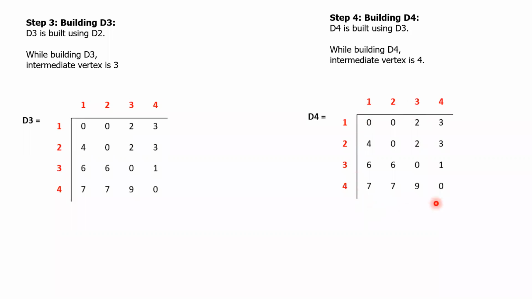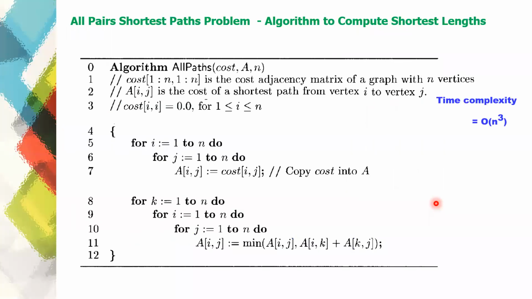Okay, so this is Floyd-Warshall algorithm. We have worked out a problem using Floyd-Warshall algorithm, which uses dynamic programming approach to solve all pairs shortest path problems. So D4 matrix gives the all pairs shortest paths in the given graph. So this is the algorithm.